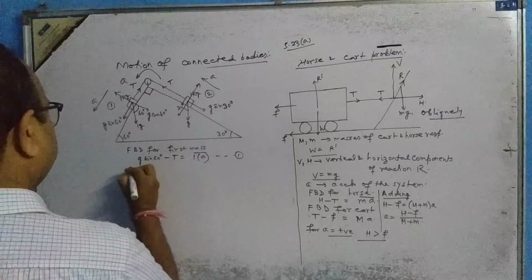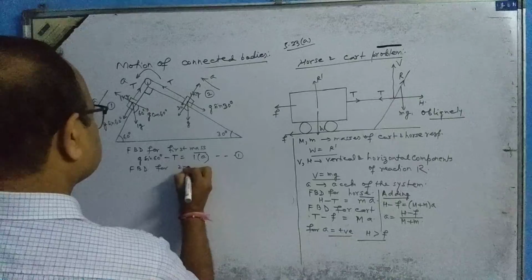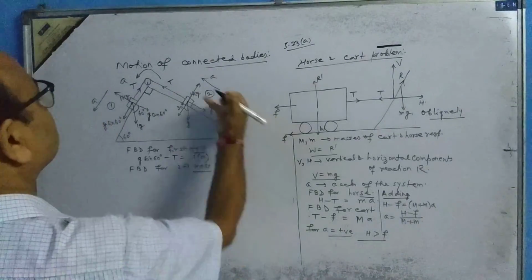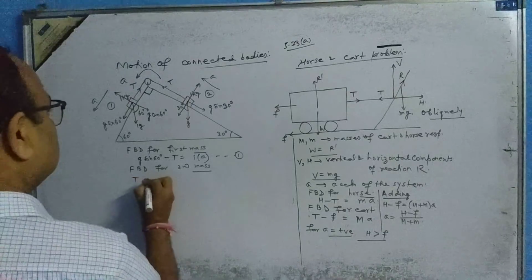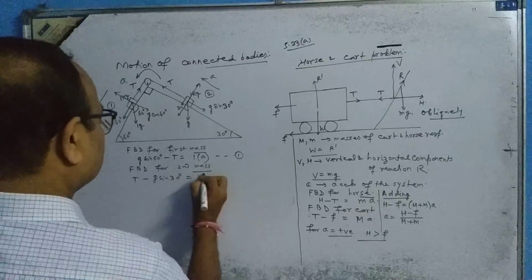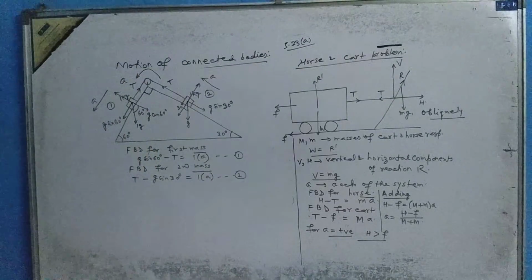Then FBD for the second mass. Apply for the second mass. This one is going this way. So T minus g sin 30 degree is equal to 1 into a. Let's take it as equation number 2.